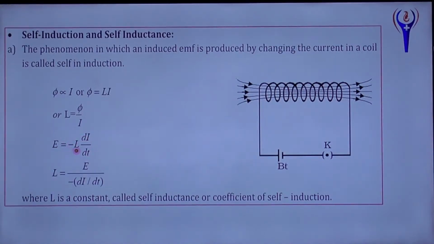Okay, E equal to minus L into di by dt. Then L equal to E divided by minus di by dt. Using this, we will work out some problems in this chapter afterwards. Here L is a constant called self-inductance or coefficient of self-induction.